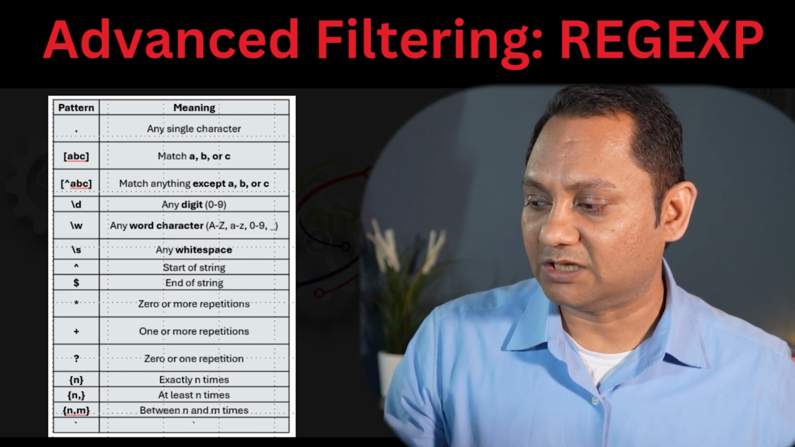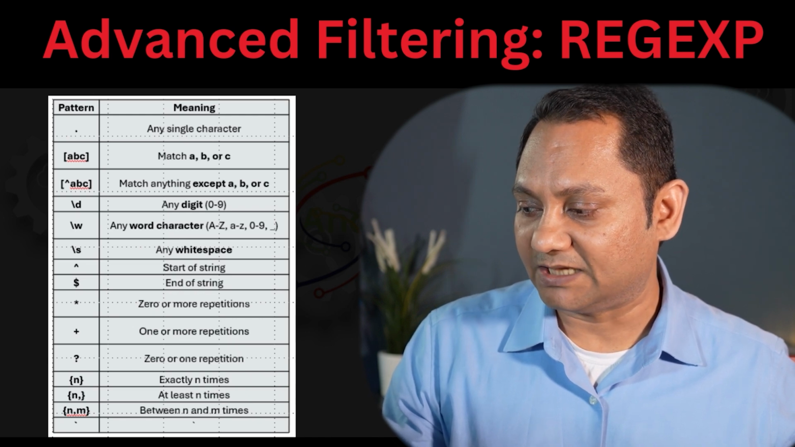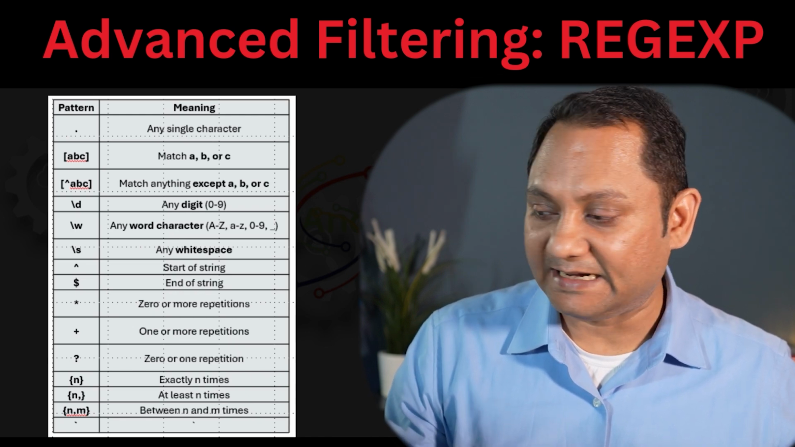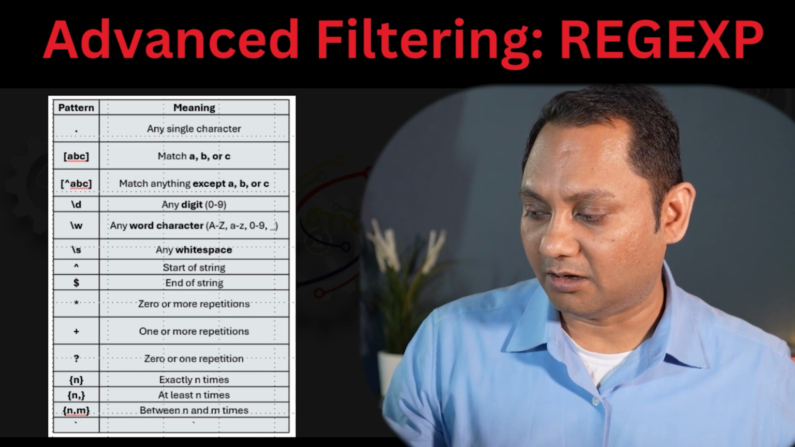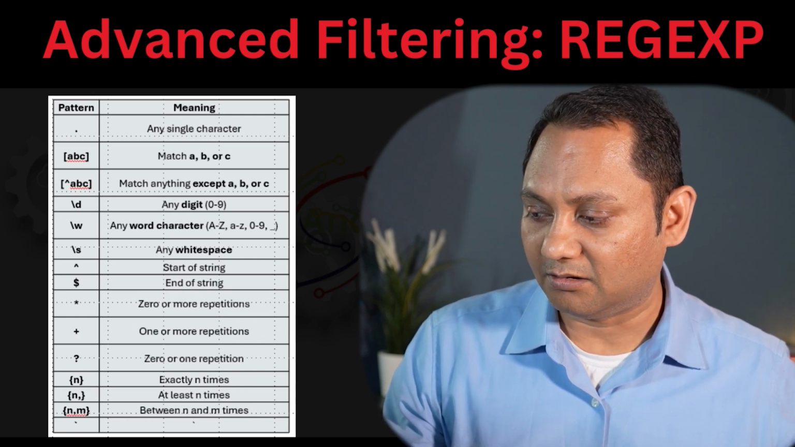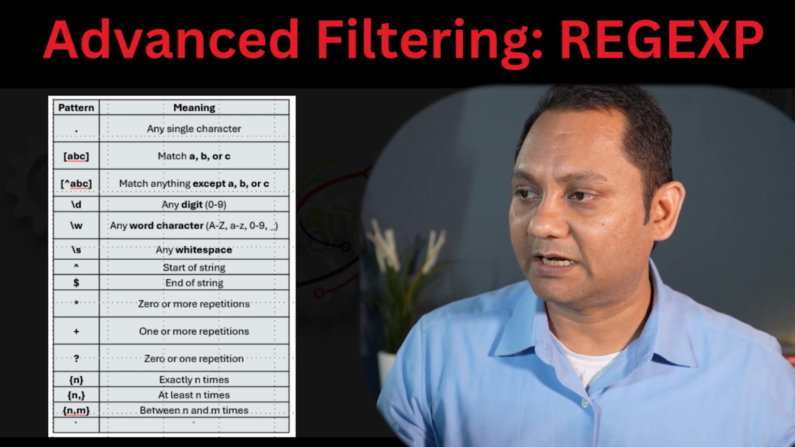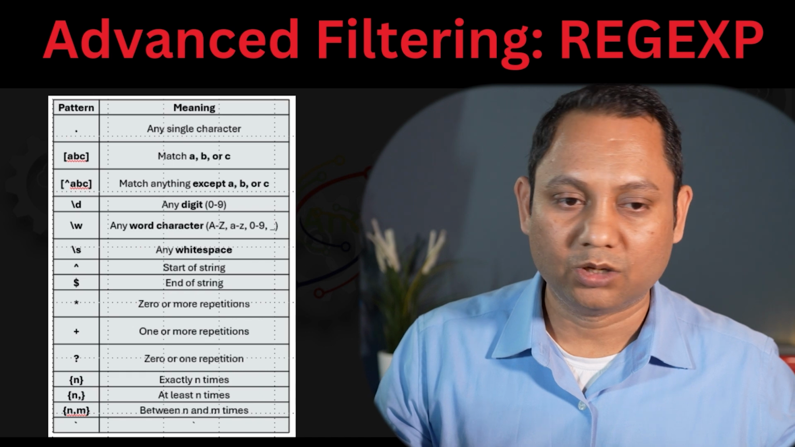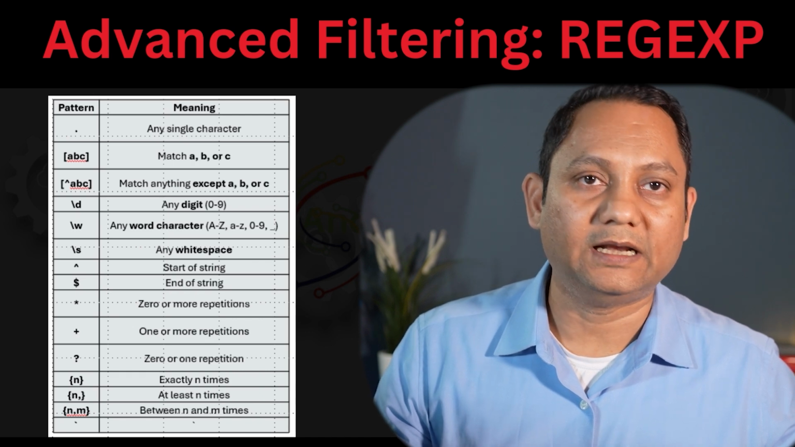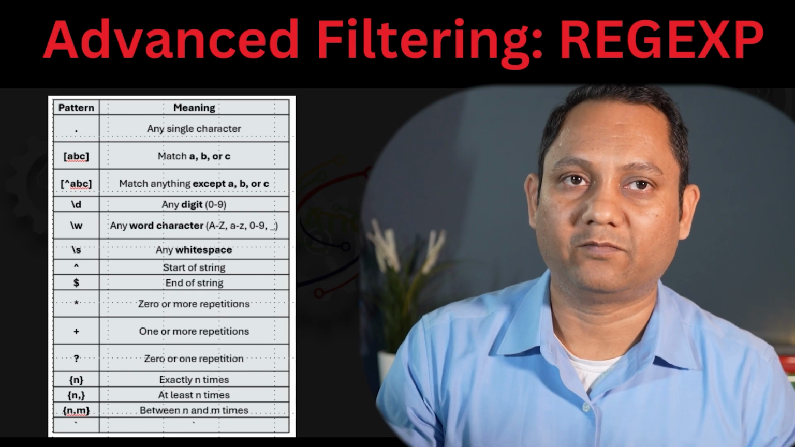If you want something repeated more than one time, you write asterisk. If you want it exactly n times, you can write n inside curly braces, right? So this is a way of writing regular expressions. Now this will come with a little bit of practice. So to write regular expressions, you have to do a little bit of practice.